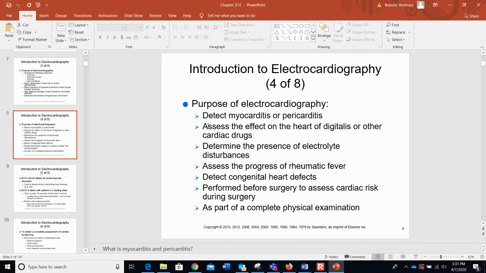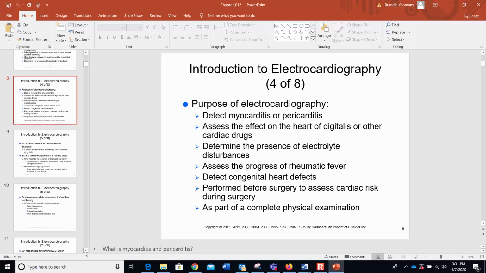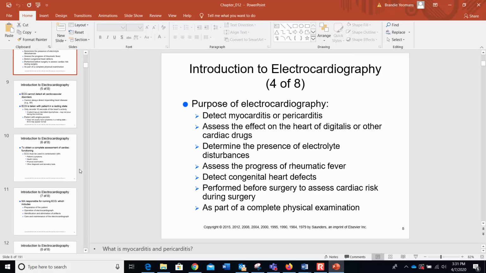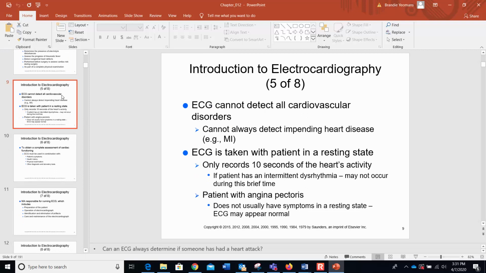You can also see here that we can use an EKG to give us some information on how well a patient is responding to medications. We also can see if they have like a bad electrolyte imbalance. Sometimes that will affect the heart rhythm, and that's something that we want to be very careful about.